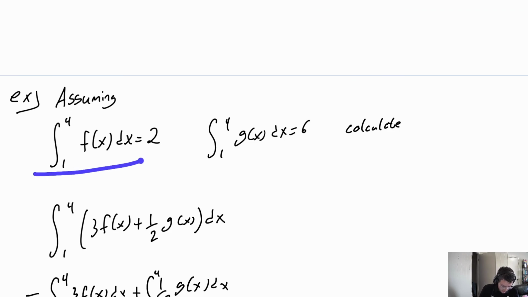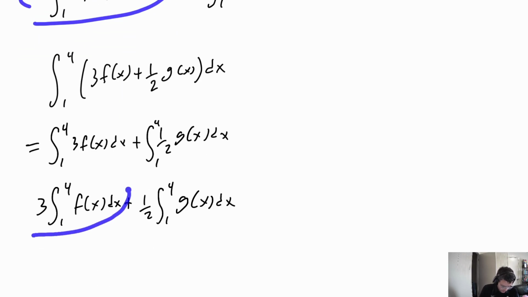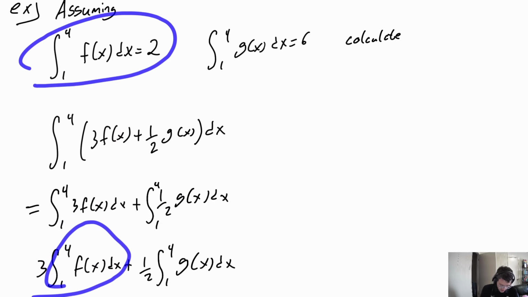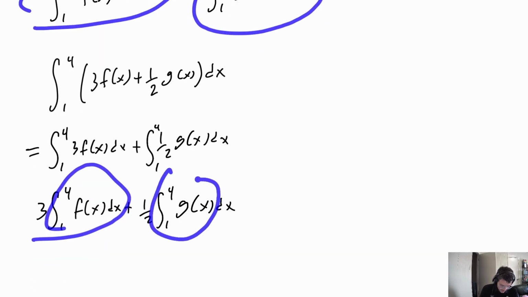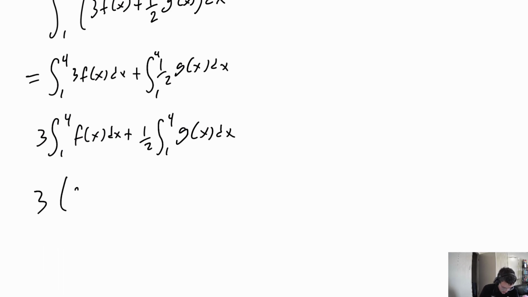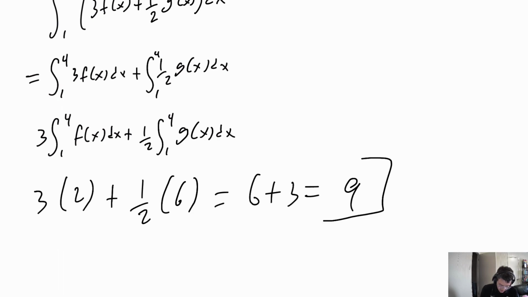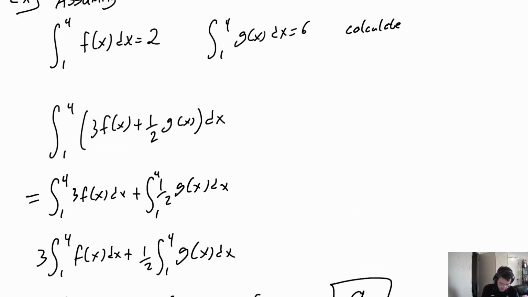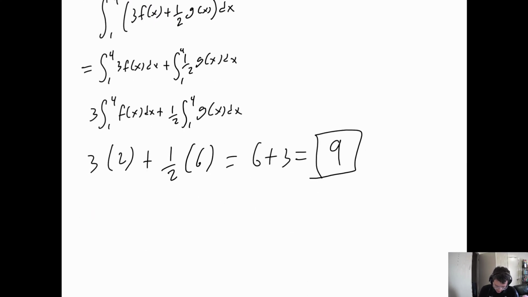And we were told that the integral from 1 to 4 of f of x is 2, and that the integral from 1 to 4 of g of x is 6. So this gives us 3 times 2 plus 1/2 times 6, which is 6 plus 3 equals 9. Okay, so this is just using properties of integrals to solve the integral of a slightly more complicated function.